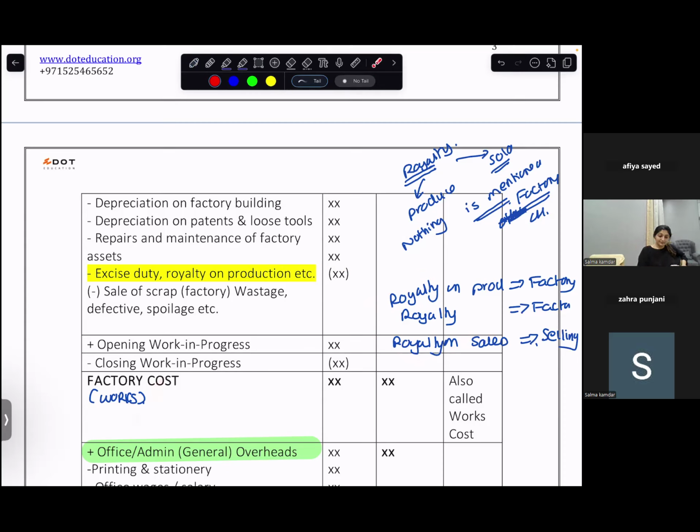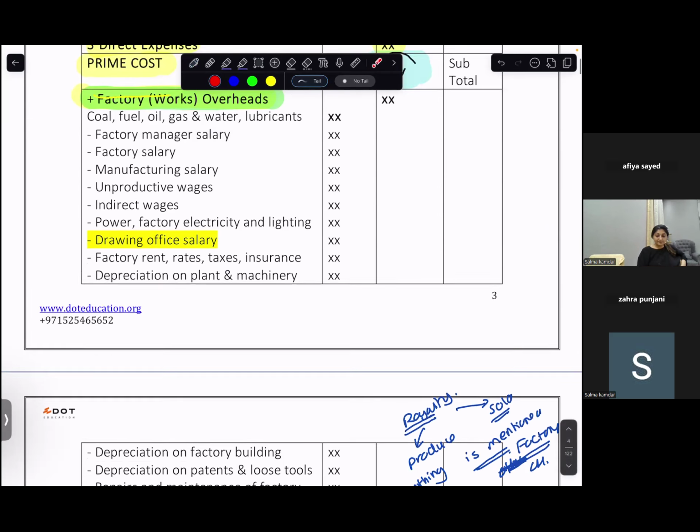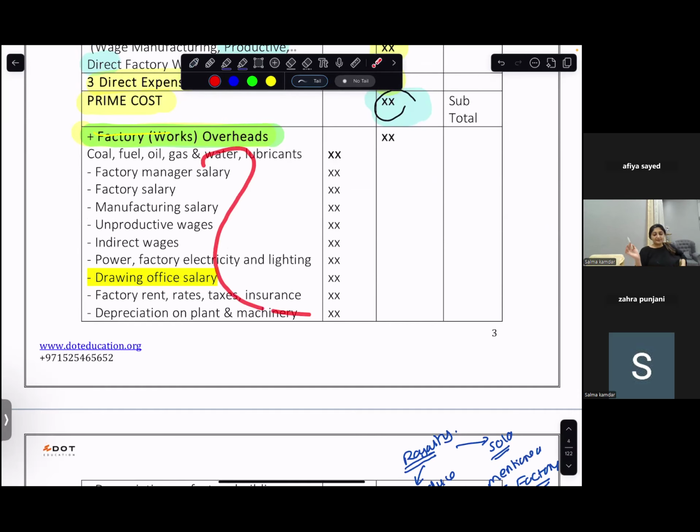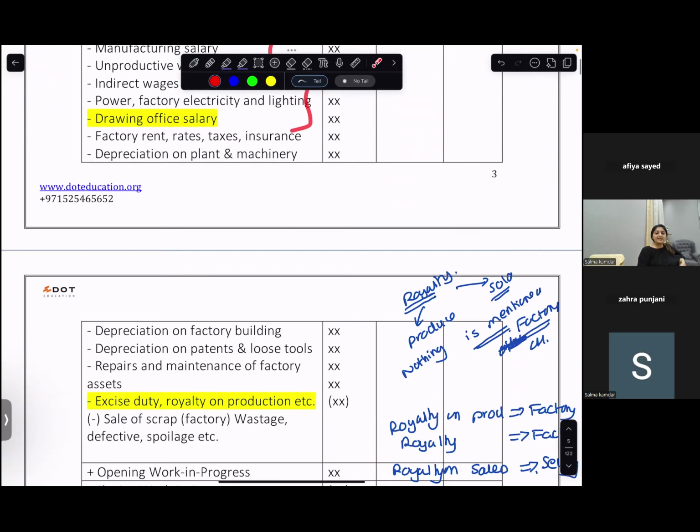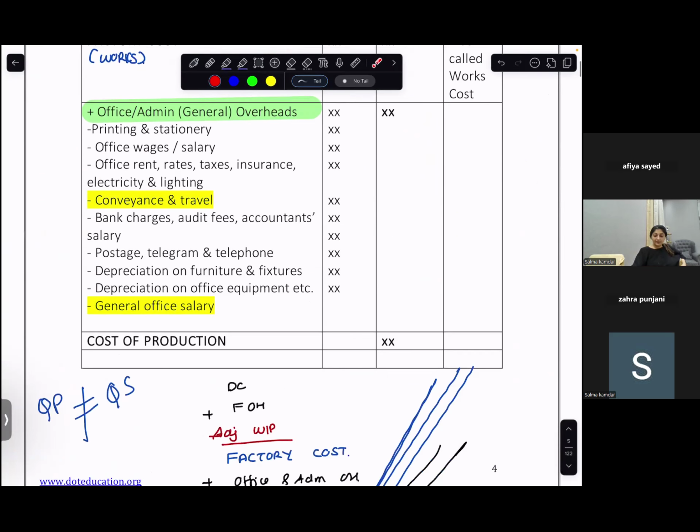Factory is the direct and indirect part before prime cost; prime cost is only direct. After that, anything indirect, it does not matter whether it is variable or fixed, if it's related to factory, it will come here. These are the places where people get confused, so I have highlighted them for you.